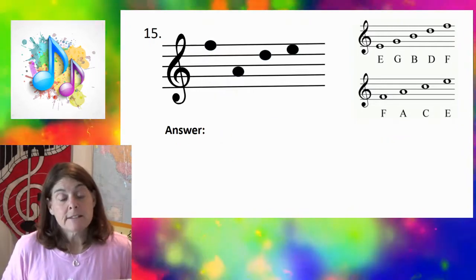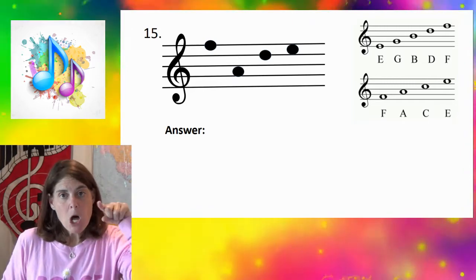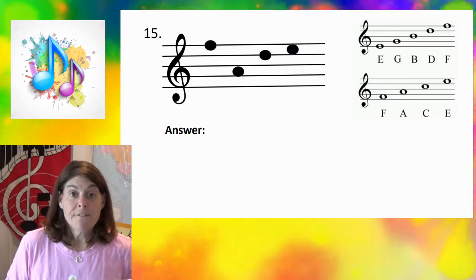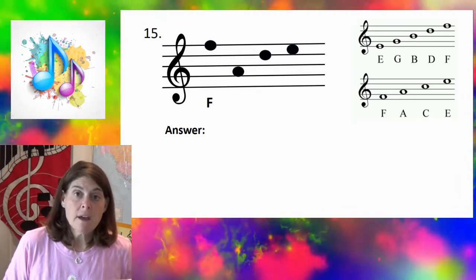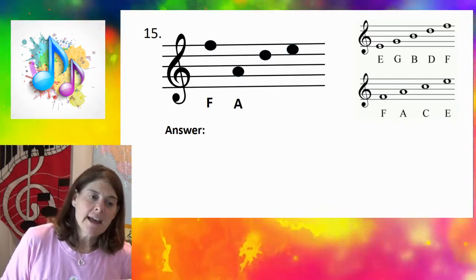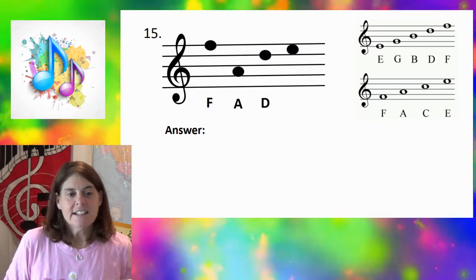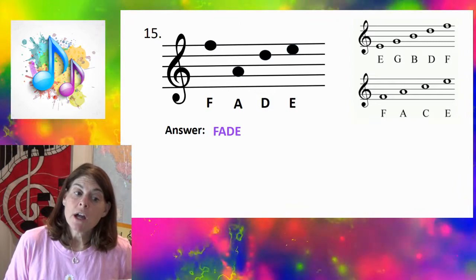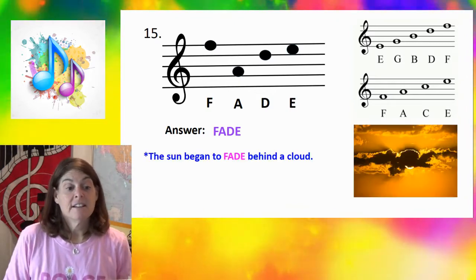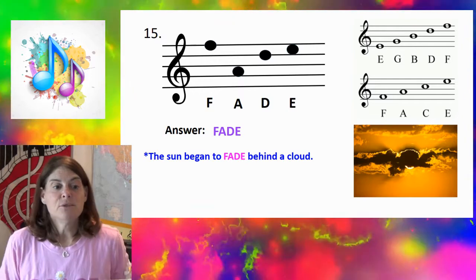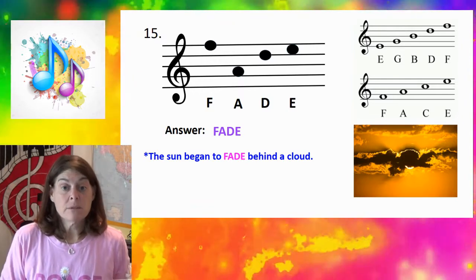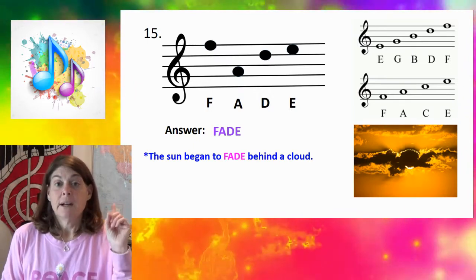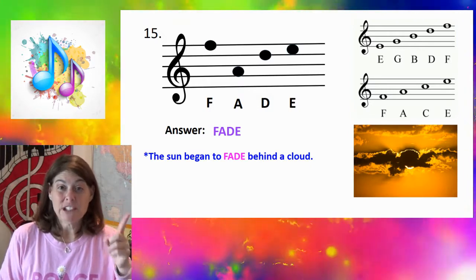Number 15. Press pause. Number 15. First note, F. Second note, A. Third note, D. Fourth note, E. Answer, fade. The sun began to fade behind a cloud. Actually, that's good to prevent sunburns. However, I'm more of a sunny kind of person.